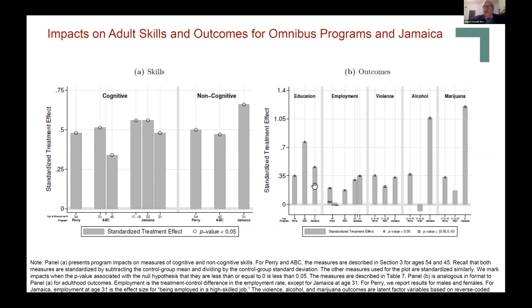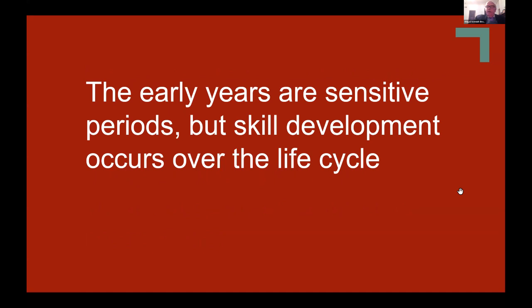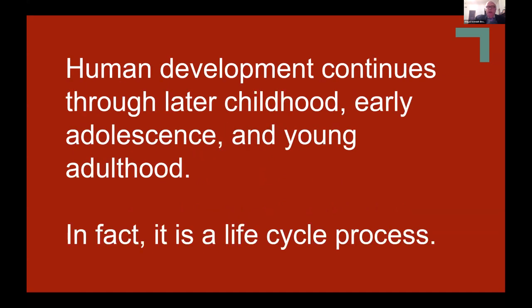And you can see that in terms of employment effects, violence, education, and the like, these programs are very comparable in terms of their effects. So what do we learn from all this? I think the universal ingredient of effective programs is they promote parenting, mentoring, and parent-child engagement. The early years are important, but there's a lesson that can be learned.